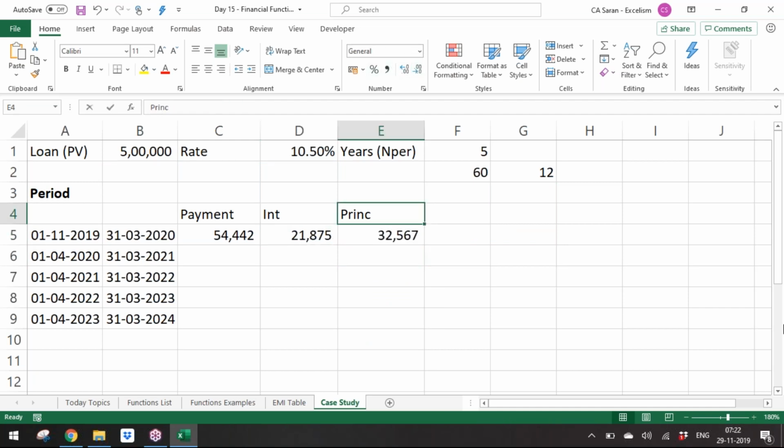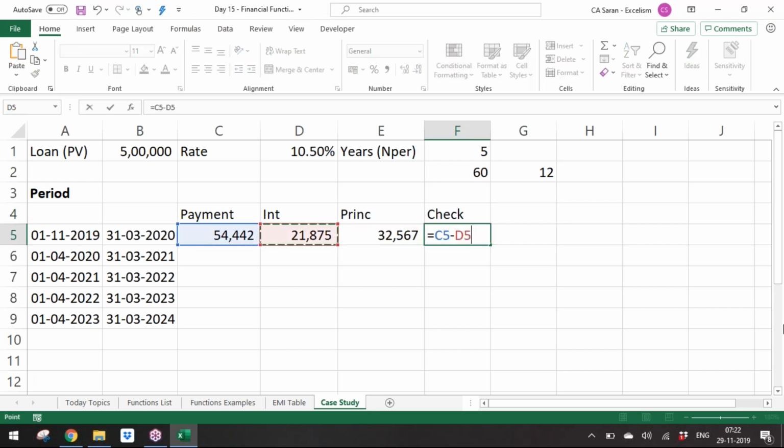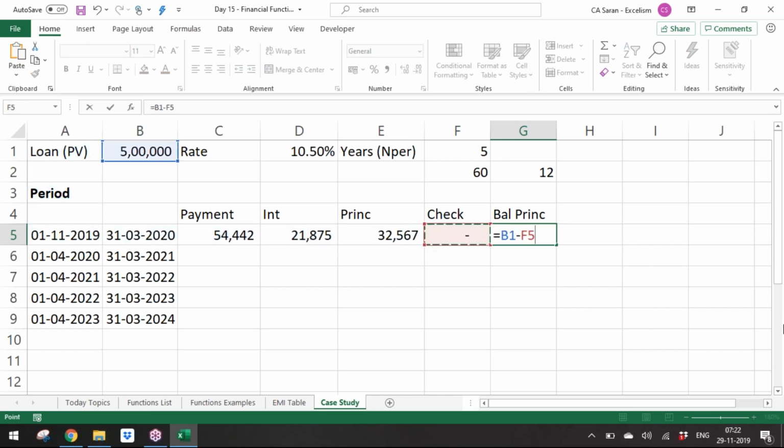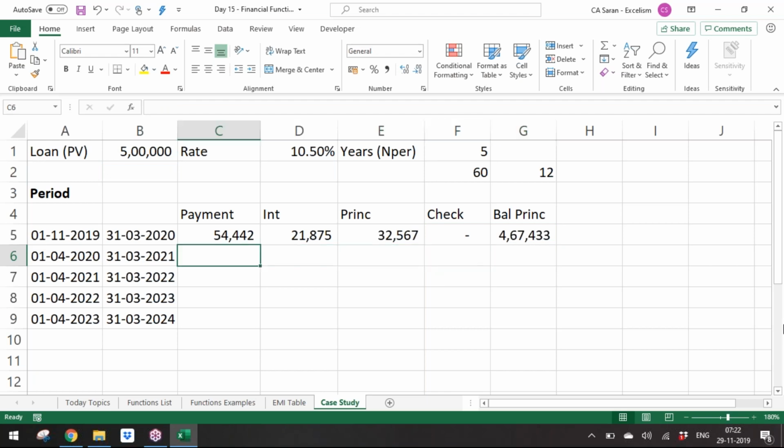This minus this, right? Then balance principal. Balance principal, let's say the total is this minus this. Do you agree with me? Now considering this, for the next 4 years I'll pay. Now I need to pay 4 equated installments.